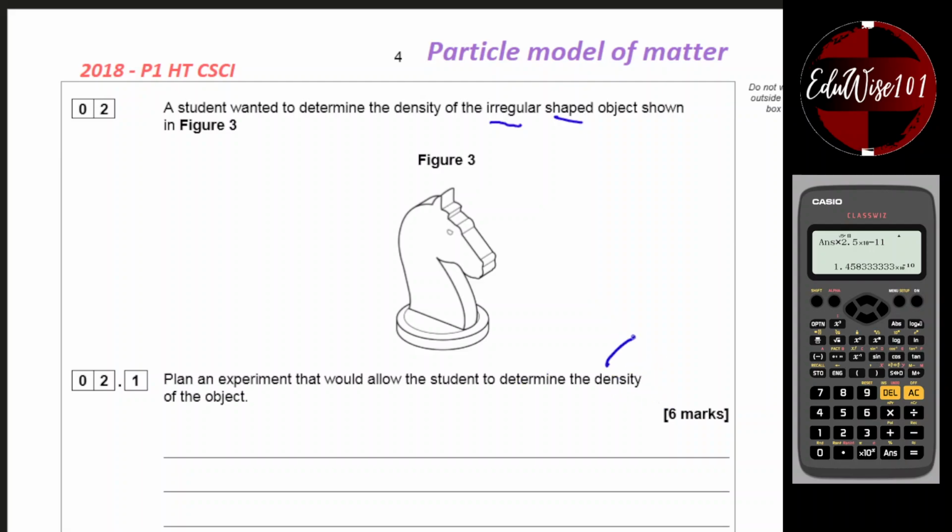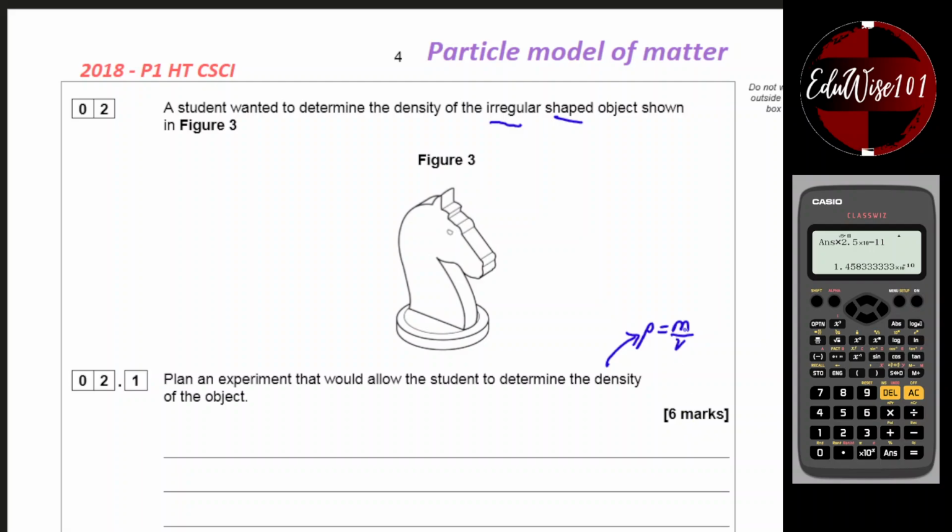Now remember, density rho is the mass divided by the volume. Now if you can figure out the mass and then figure out the volume of this object, then you divide those two values to get the density. That's what the question is about.